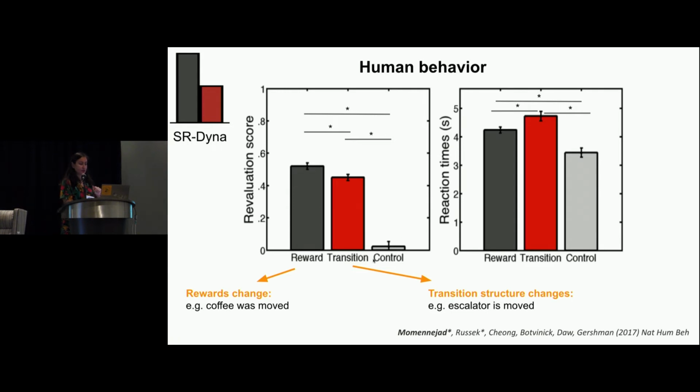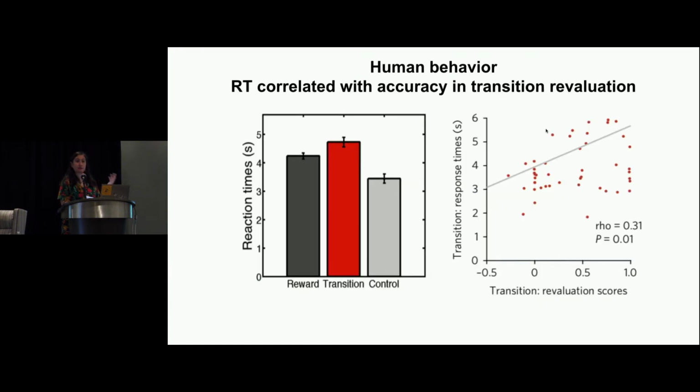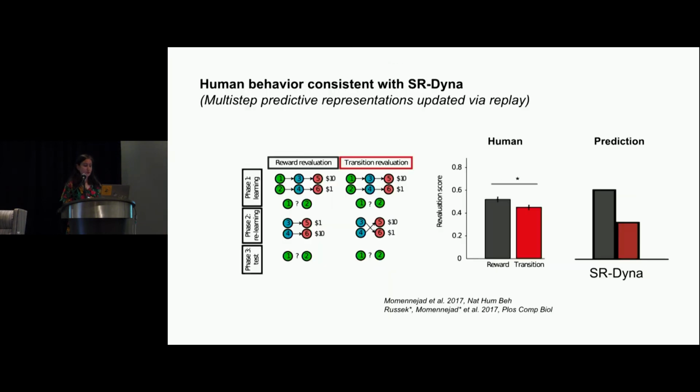As you can see, control condition, nothing changes, so it's not about people forgetting what they were doing. Transition, worse, and also it's not a speed accuracy trade-off because transition is actually taking more time, and in fact, how much time you took on transition evaluation corresponds to how well you did it, which means the human behavior is much more consistent with the prediction of dinosaur.